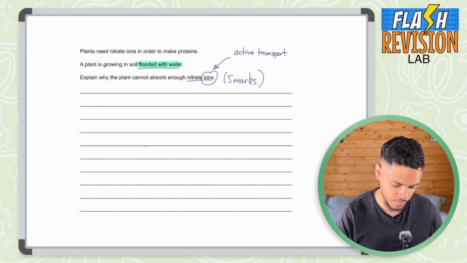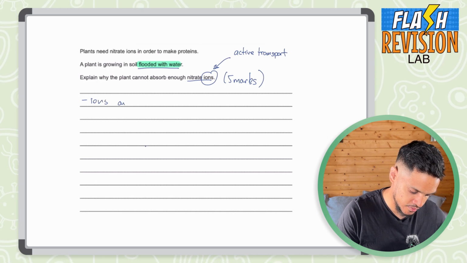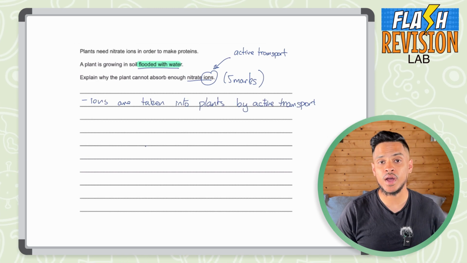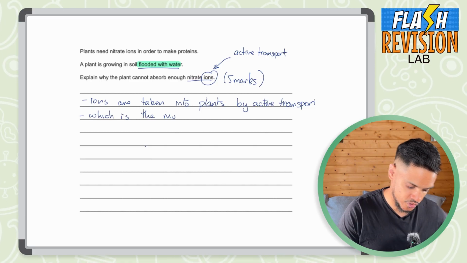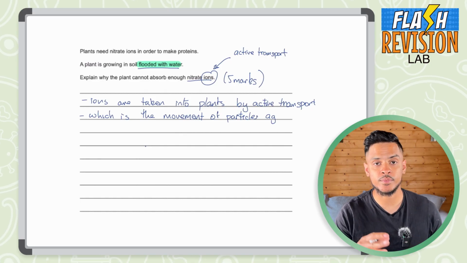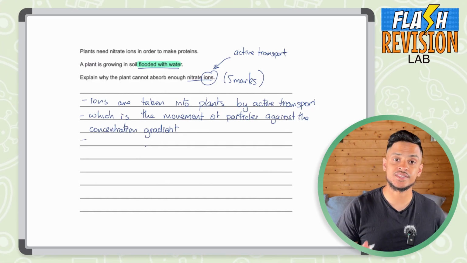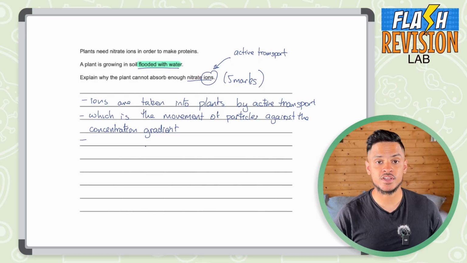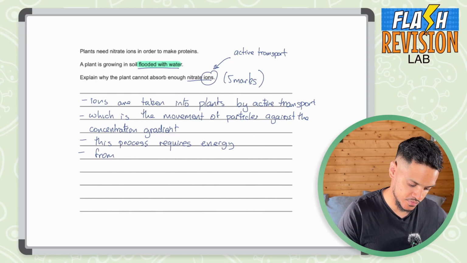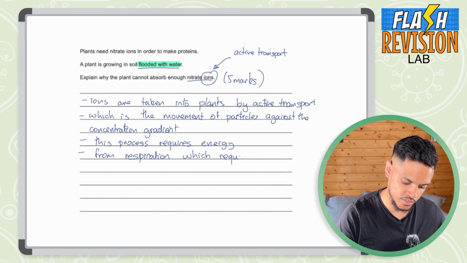So remember, you can write in bullet points. So let's start off writing how the ions are taken in. So ions are taken into plants by active transport. We can then explain what active transport is, which is the movement of particles against the concentration gradient, or you can say from an area of low concentration to an area of high concentration. Next point, we need to state that this process of active transport needs energy. Where does that energy come from? It comes from respiration, or from aerobic respiration, which requires oxygen.